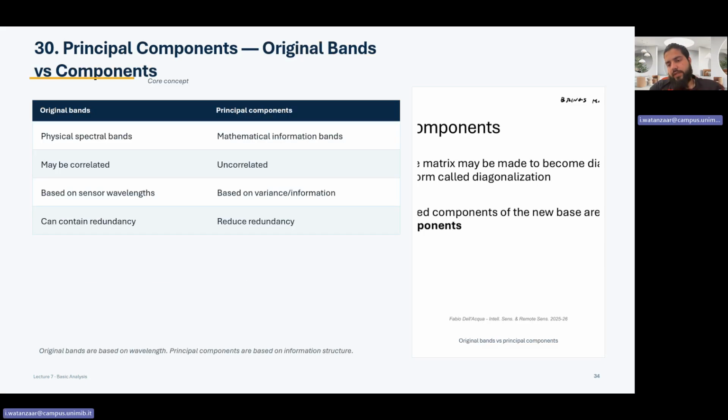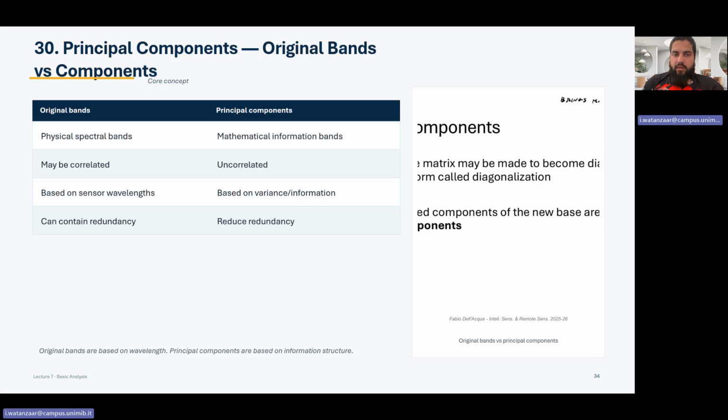The original bands versus the components. This is a short comparison. As I said, this is a mathematical representation, not exactly physical. There is a misconception about where the original bands go in the principal components. The original bands are the physical spectral bands, hyperspectral bands, multiple spectral bands. But the principal components are mathematical information bands.